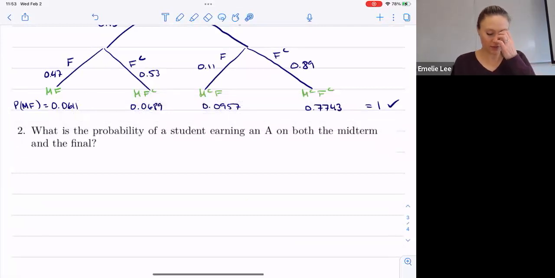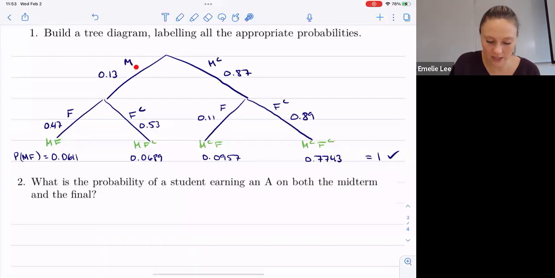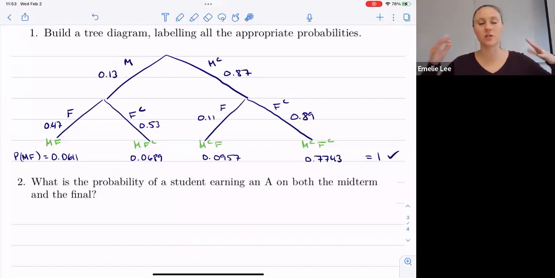What's the probability of a student earning an A on both the midterm and the final? If I look at all these branches, there's only one branch where that happens. They had to get an A on the midterm and on the final. So what's the probability of both of those happening? 0.0611. So once we've set up our tree, setting up the tree is the hardest part, and then we're able to just use the tree to find the answers.